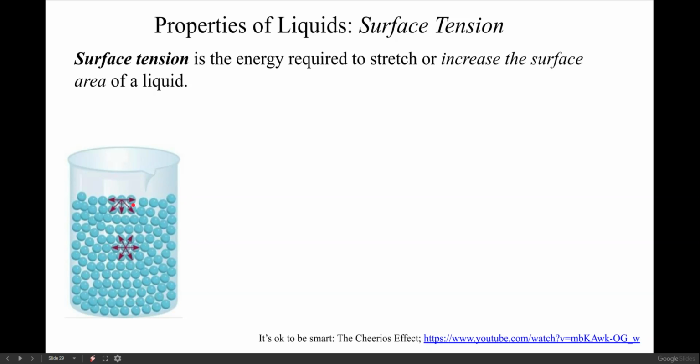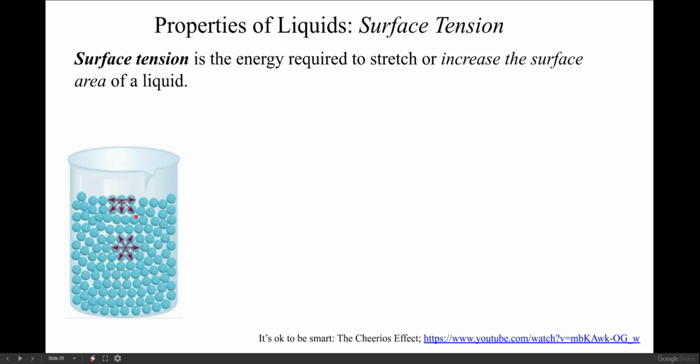You've felt surface tension if you've ever belly flopped. You probably know that if you want to jump into a pool of water, it feels better to jump in head first or feet first as opposed to nice and wide with a belly flop. When you belly flop with all that surface, you're trying to increase the surface area of the water, and there's a whole lot of energy going into your belly, and it doesn't feel very good.